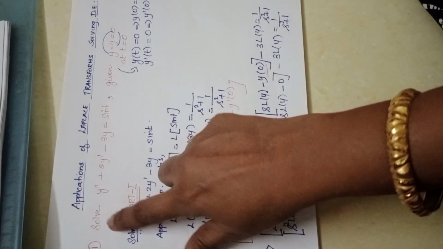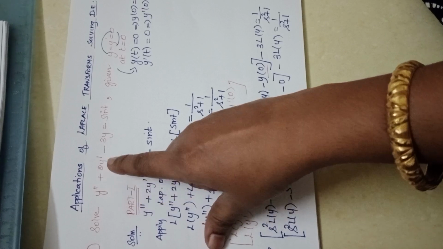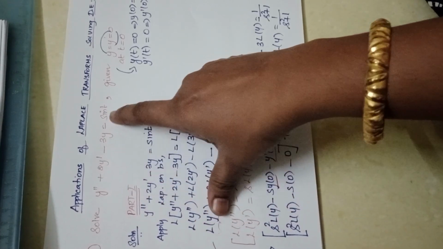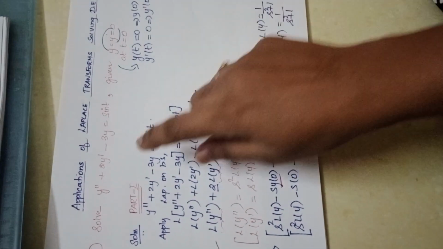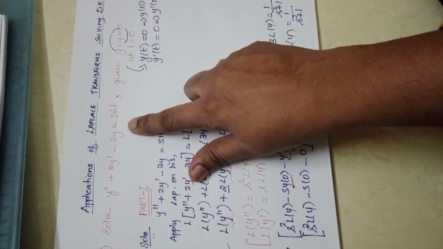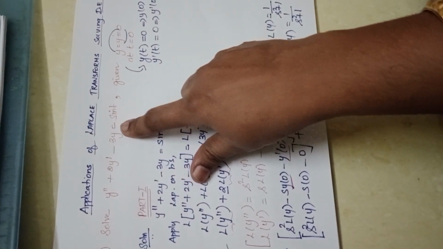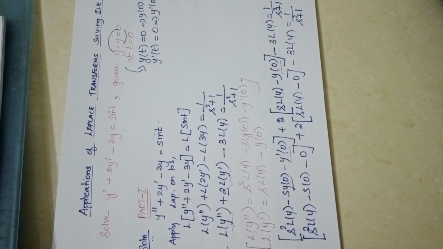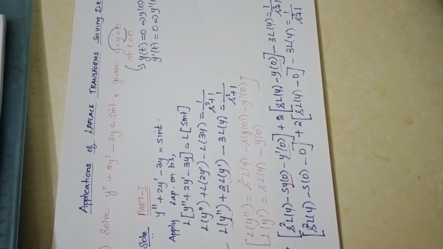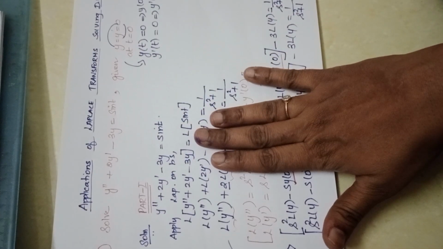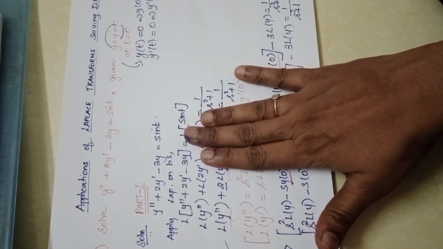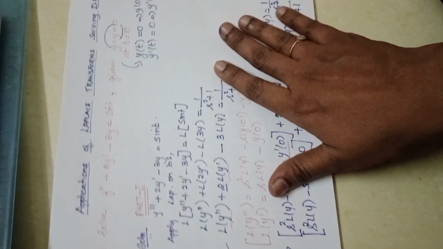So now we are going to see the problem solving y double dash plus 2y dash minus 3y equal to sin t, which is a second order differential equation. We need to get the solution applying the method of Laplace transform. So it has got two parts basically. We are going to start the procedure with part 1.